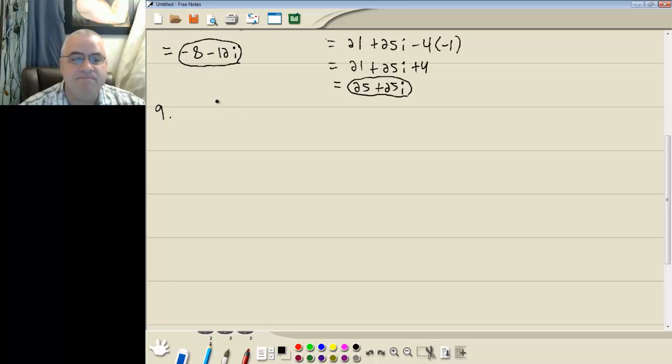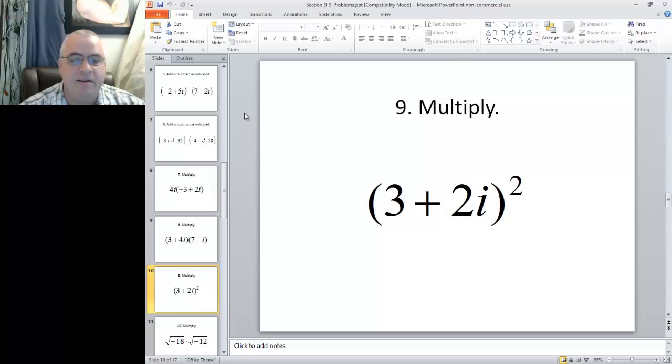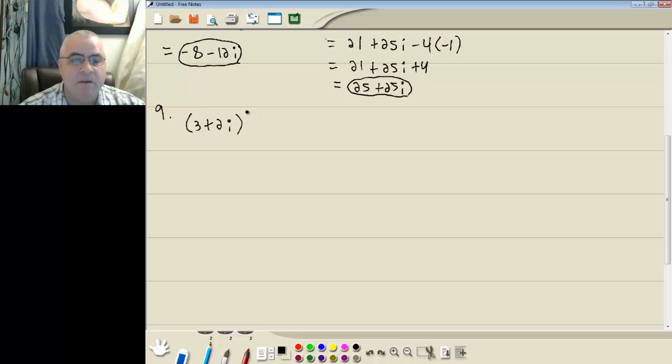Okay, let's take a look at this one. We've got 3 plus 2i squared. Again, we treat it just like a variable. And we're going to rewrite this. 3 plus 2i squared means 3 plus 2i times 3 plus 2i. Some people make the mistake of squaring a 3 and squaring a 2i, and you can't do that. The only time you can do that is when everything inside your parentheses is either multiplication or division. Here we have a plus. When you have a plus or minus in there, you have to rewrite it this way and then multiply them together.